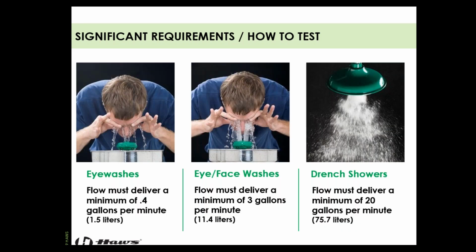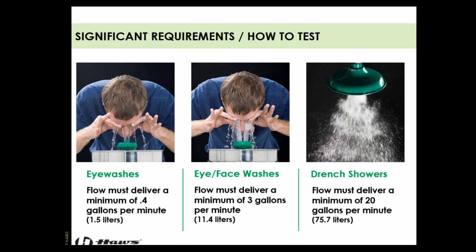Now, eye washes, face washes, and drench showers all have their minimum requirements for flow rate. Eye washes are 0.4 gallons per minute, 1.5 liters for my friends up north. The 0.4 gallons is just because there are two streams of water treating each of your eyes, and that's it. An eye face wash, which is much more common and realistically the industry standard nowadays, is more likely what you're going to run into. It's 3 gallons per minute, because it's treating both your eyes, but also the areas surrounding your eyes, your forehead, your cheeks.